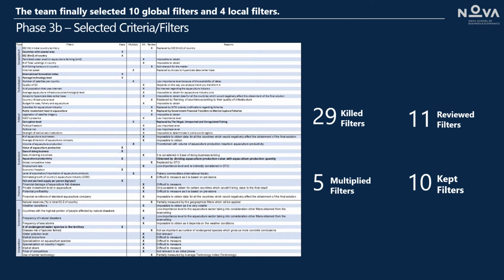However, we must stress that due to the impossibility of gathering data for measuring a filter's impact, this one was killed. In the cases of not immediately finding data, the filters were either multiplied or reviewed. Wherever it was possible to find the chosen parameters or direct measurable proxies, we eventually kept the filter.